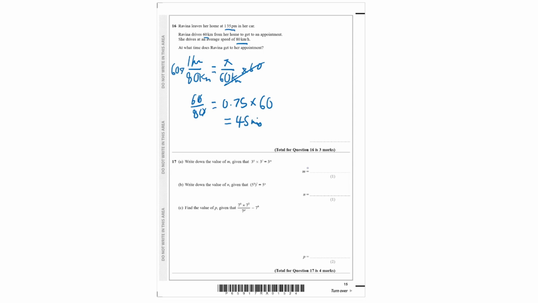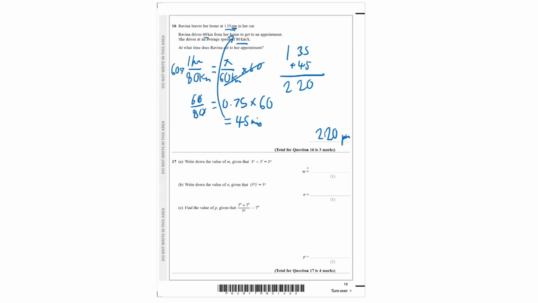Now we can combine this with the time she left. So 1:35 plus 45 minutes. This brings us to 2:20. And we can see that it's at PM. So we can simply write PM.